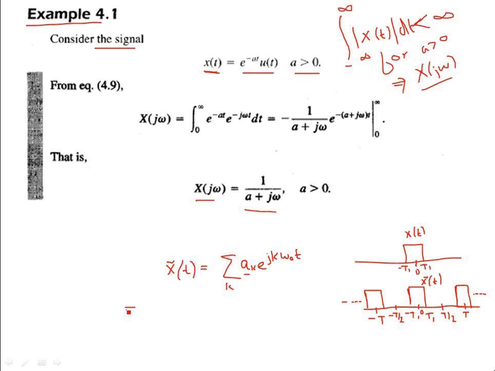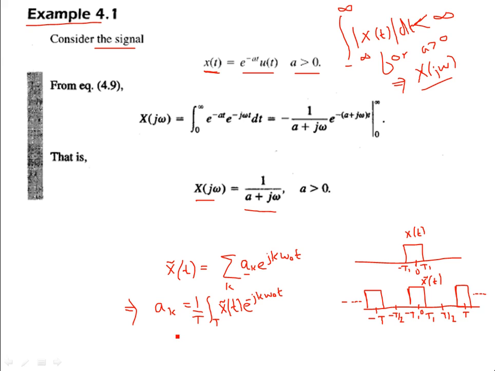So in that manner, the Fourier coefficients of x tilde by definition are given as, if you recall from chapter 3, you do this over one period. You take the average, 1 over T, and this integration has to be done over one period. So you can do this from minus T/2 to plus T/2, and then you have e^{-jkω0t}. So that's what it is.